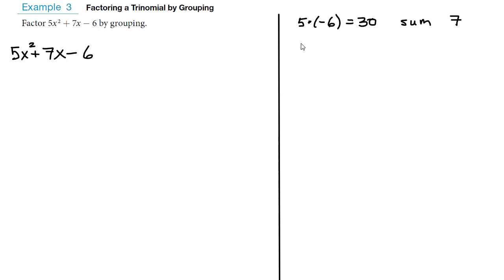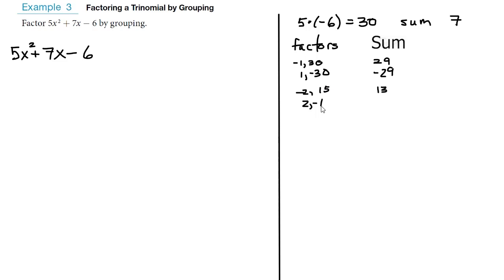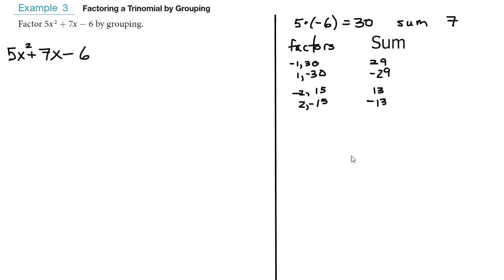So I could think of factors of 30, and I'll just write them here. So I could have 1 and 30. Well, negative 1 and 30 isn't going to work. 1 and negative 30 isn't going to work because the sum there is positive 29. The sum here is negative 29. That's no good. What about if I had 2 and 15? Maybe negative 2 and 15. Well, then the sum is 13. What about positive 2 and negative 15? Then the sum is negative 13. So they're not going to work.